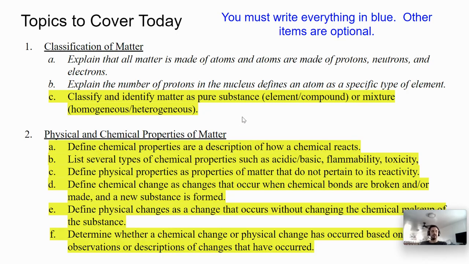It's a little tricky, honestly. Physical and chemical change is a little tricky, and it takes a while to really understand which is which. But actually, a lot of the lesson today is really just on classifying and identifying matter.